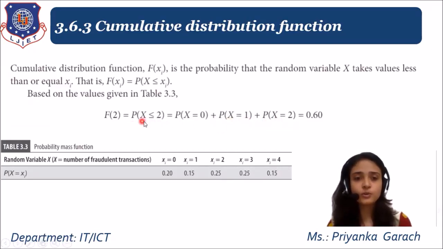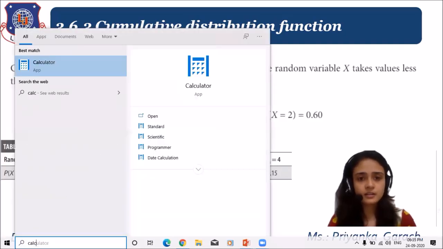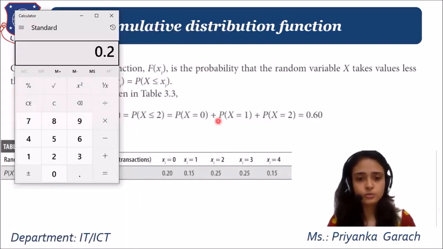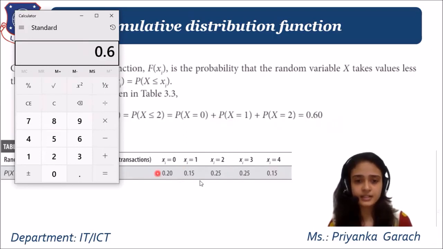So when such a cumulative distribution function is given, that is the probability of x is less than or equal to 2, then what you have to do? You have to do the summation of all the probabilities till the mentioned value in the cumulative distribution function. So just do the summation of all these probabilities. Let's calculate this. That is 0.2 plus 0.15 plus 0.25. So my answer is 0.6. That is, I am adding up all these probabilities.